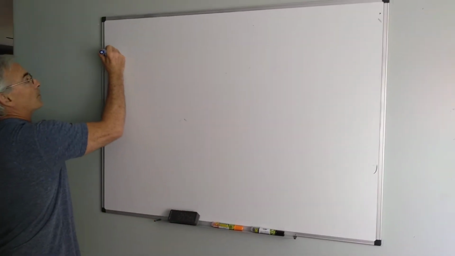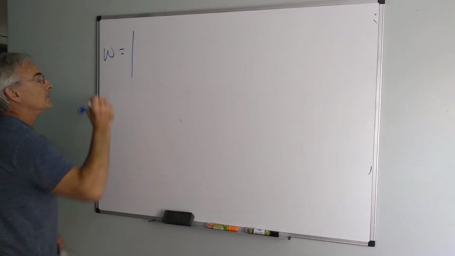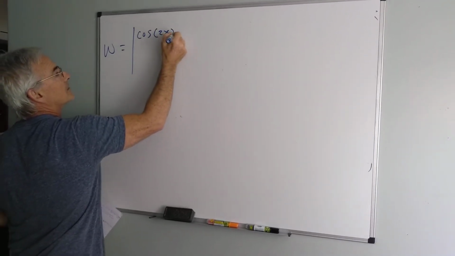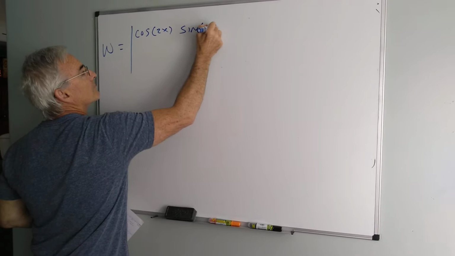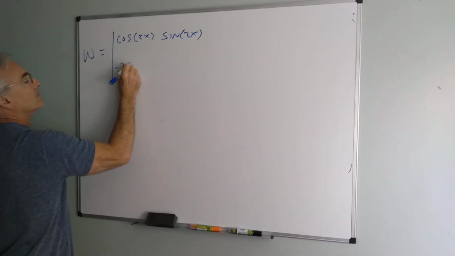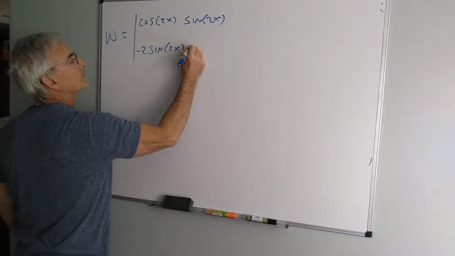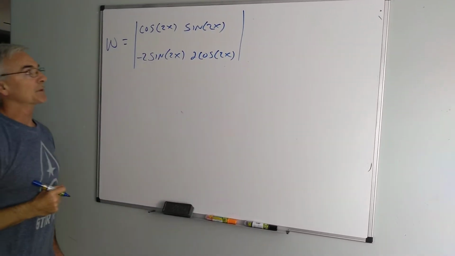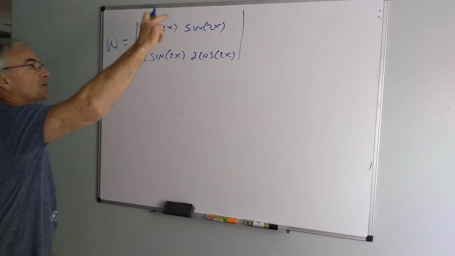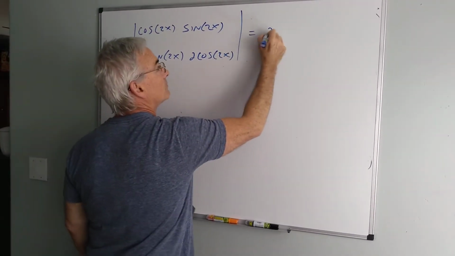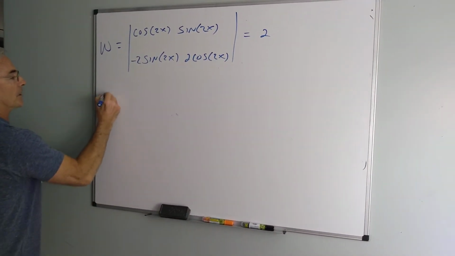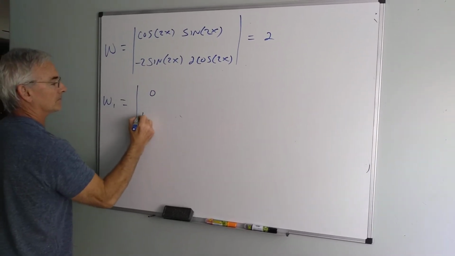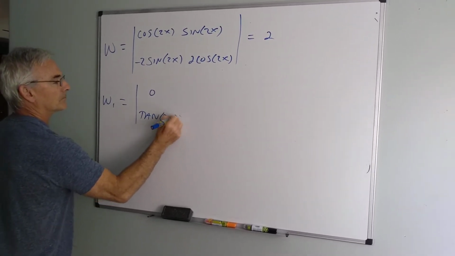So the first determinant, which we generally will call w, will involve my solutions and then their derivatives. And when we evaluate this, we'll see we get 2 cos squared plus 2 sine squared, which is just 2. Then the w1, we replace this first column with these.